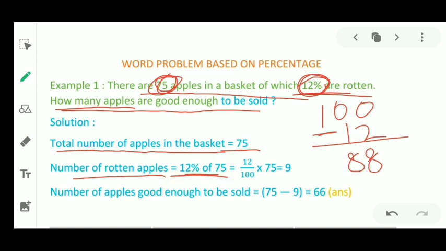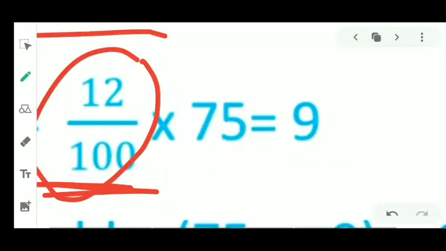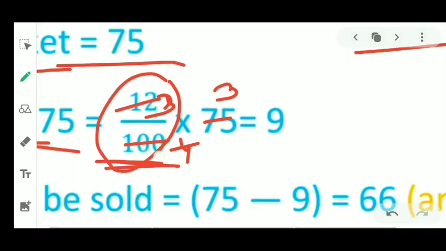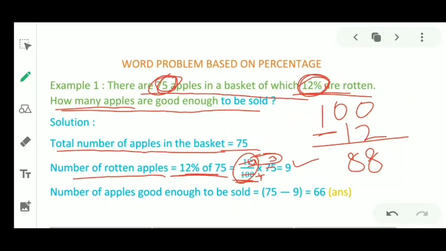So 12% equals what? 12 by 100. Percent means 1 by 100. So 12 into 1 by 100 will be 12 by 100 into 75. Now 25 threes are 75, and 4 twenty-fives are 100. Then 4 into 3 is 12, and 3 into 3 will be 9. So the number of rotten apples is 9.